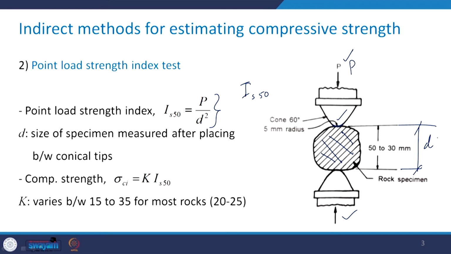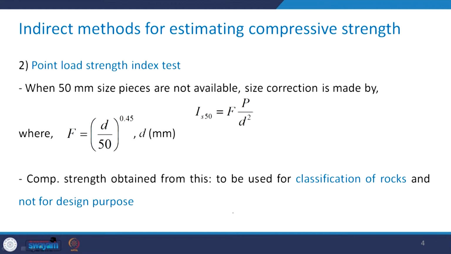Then the compressive strength is correlated with this point load strength index in this form, that is, you need to multiply it with a constant K that varies between 15 to 35 for most of the rocks, and in general we take it to be between 20 to 25. If nothing is given, you just take one value in this particular range.